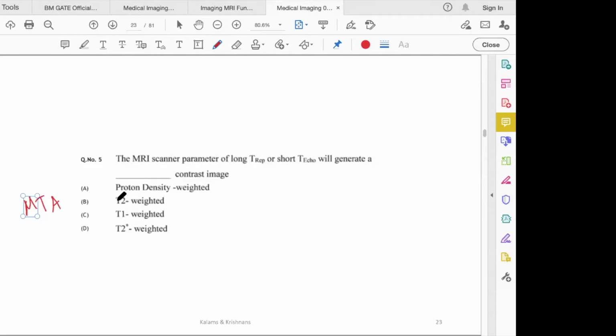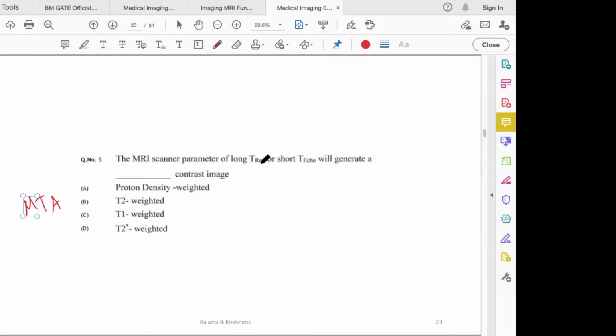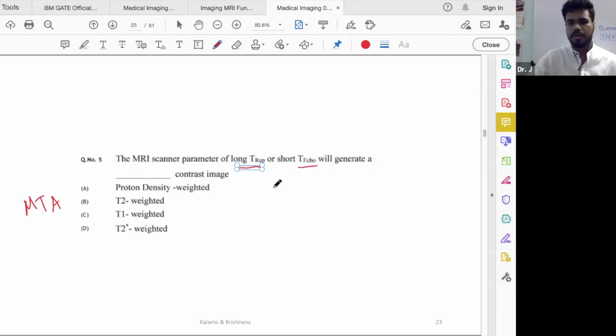Yes, sir. Please go for it. Sir, it will be 'and' instead of 'or'. Both conditions must be satisfied. Yes. So T rep and T echo are parameters that we can vary independently. They are two independent parameters for most situations, so this should actually be 'and'.